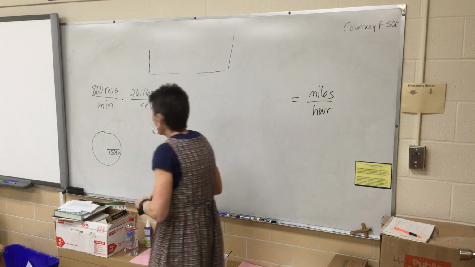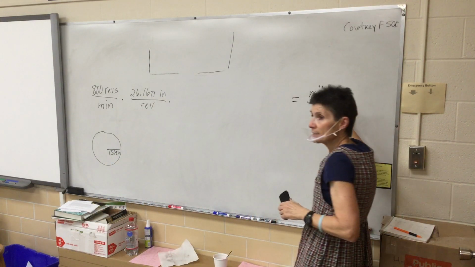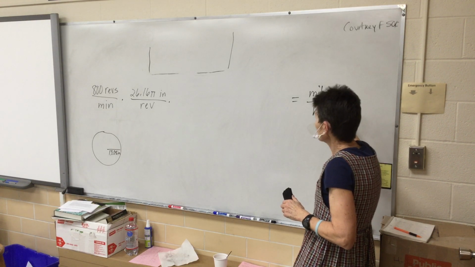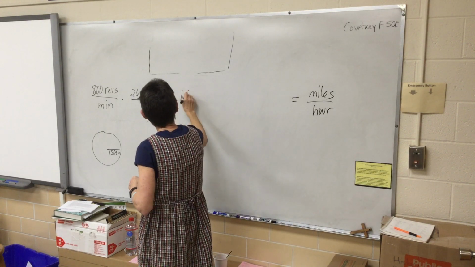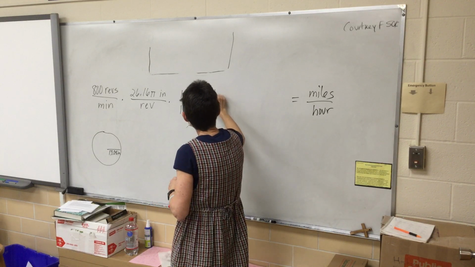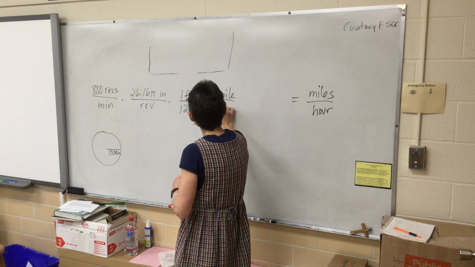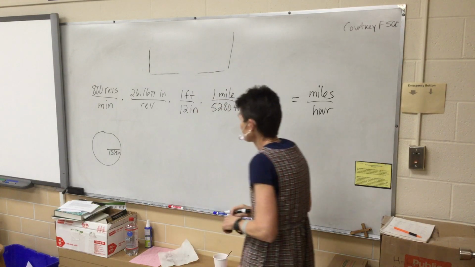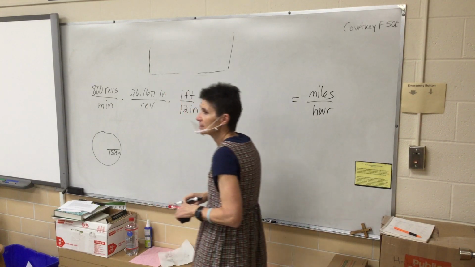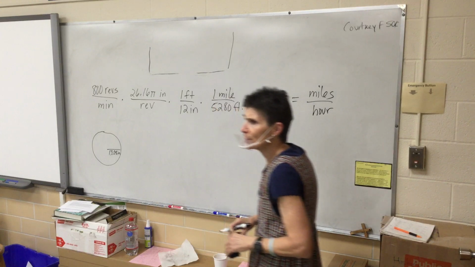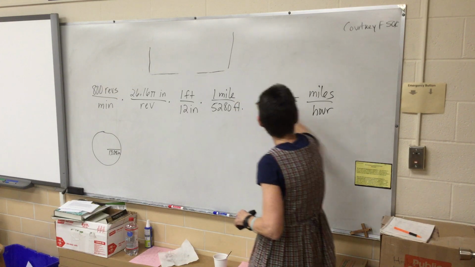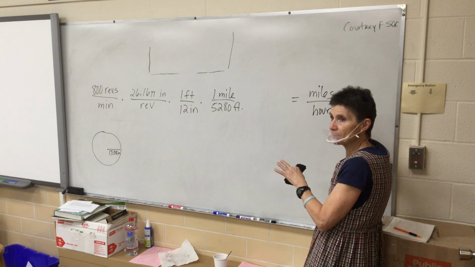Now, I don't want inches, I need miles. Okay? So I am going to say 1 foot is 12 inches and 1 mile is 5,280 feet. You see what I'm doing here? What's happening to my units? They're canceling. Yeah, you've done this before. You do it in chemistry all the time. Now I have miles exactly where I want them, on the top.